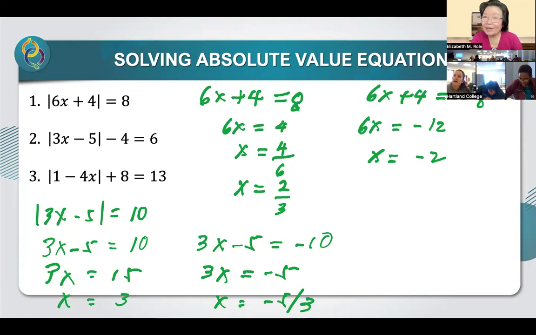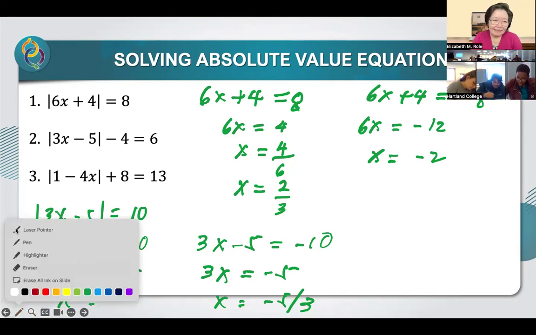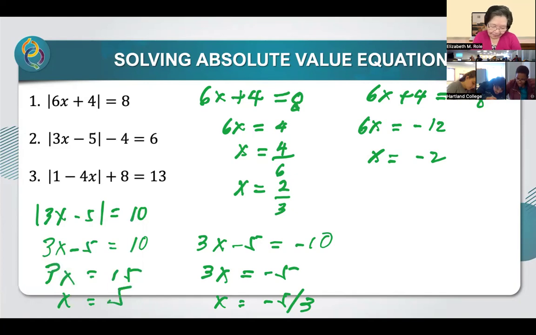15 divided by 3 is 5. Why did I put a 3? Okay, sorry, that should be a 5. So 5 and negative 5/3. Okay, do number 3.